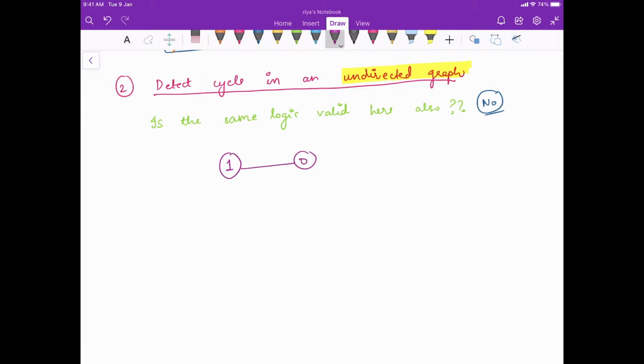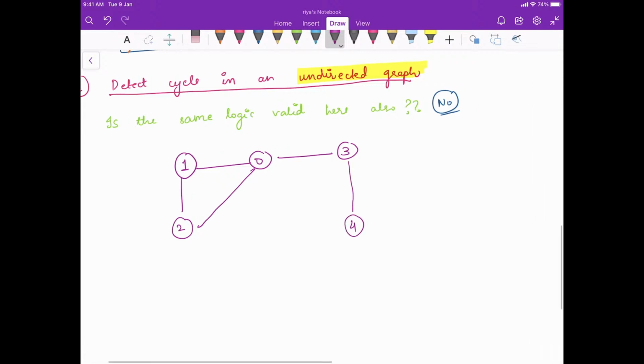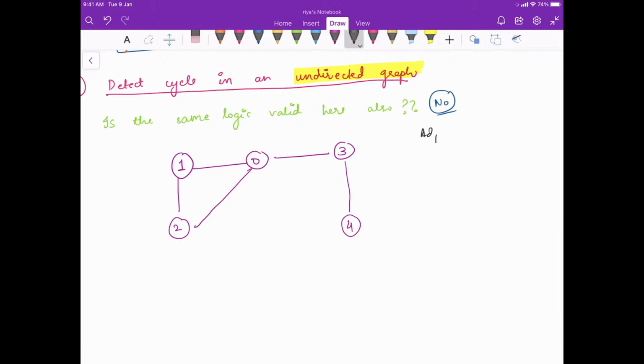So I have 0, 1, I have 2. So this is an undirected graph. Right, so this is like the graph that is given to us. If I have to draw the adjacency list for this, this is how it will look like. Right, so we know that this is how the adjacency list is going to look like.